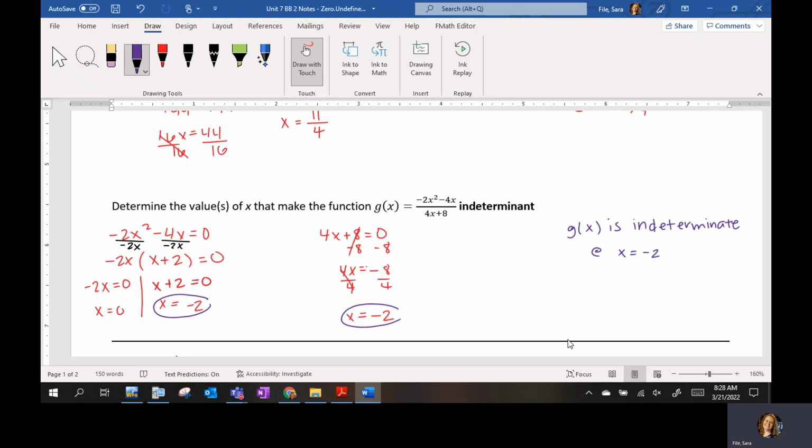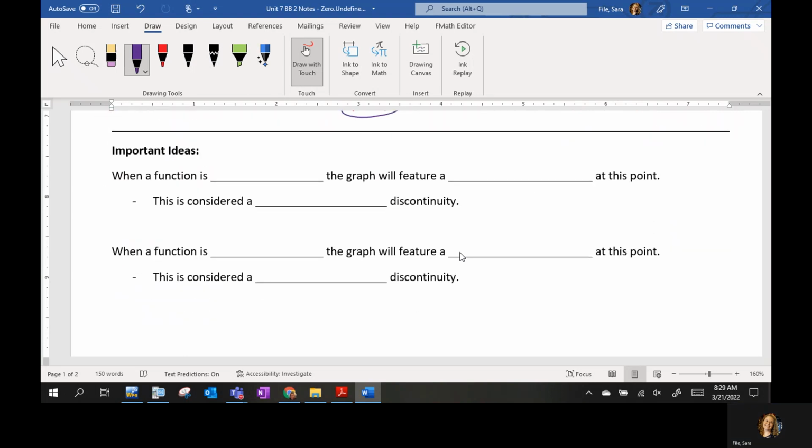Feel okay about this so far? So you have to figure out, okay, are they asking for where it's 0, undefined, or indeterminate to determine should I be setting my numerator or my denominator equal to 0 to solve? Okay, so you have to be able to figure out where is the function 0, where's the function undefined, where's the function indeterminate. So what does that mean when the function is 0, undefined, or indeterminate?